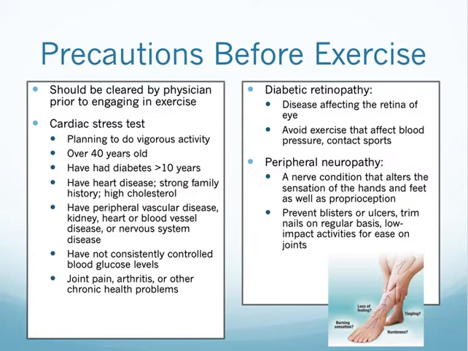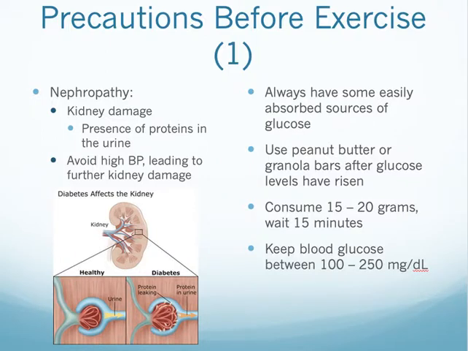Peripheral neuropathy is a nerve condition that alters the sensation of the hands and the feet, as well as proprioception, or the ability to sense where the body is in space. And falls are going to be more common with this condition, as are joint and soft tissue injuries. Diabetes may also cause nephropathy or kidney damage.